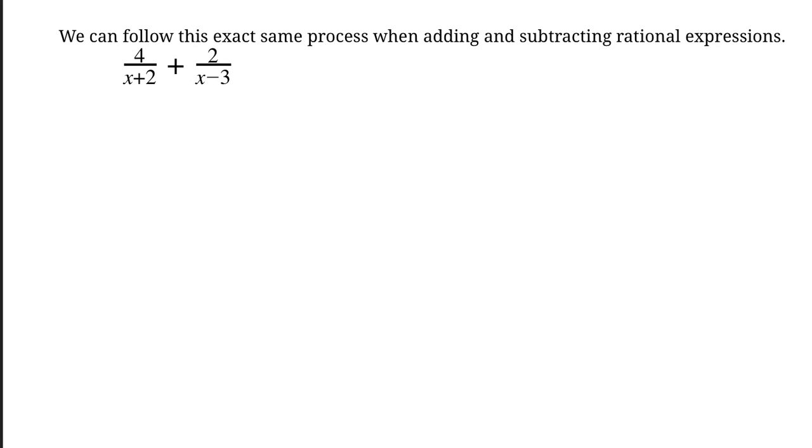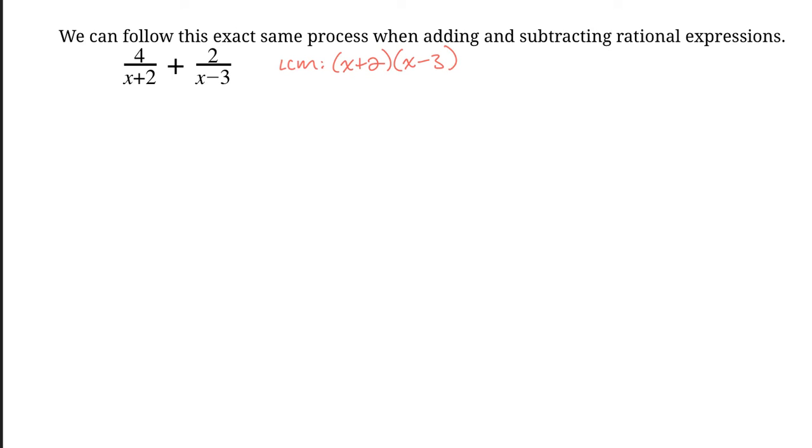So when we're adding and subtracting rational expressions, we can follow the same process. And we want to add 4 over x plus 2 with 2 over x minus 3. So this time, our denominators are polynomials. We have x plus 2 in one rational expression and x minus 3 in the other rational expression. And we still need to look for the lowest common multiple between those denominators. And that actually occurs when we just multiply our denominators together. So our lowest common multiple in our denominators is actually just x plus 2 multiplied with x minus 3.